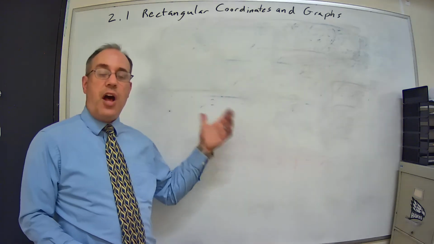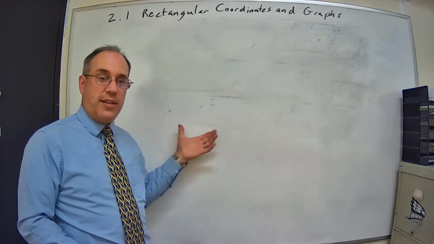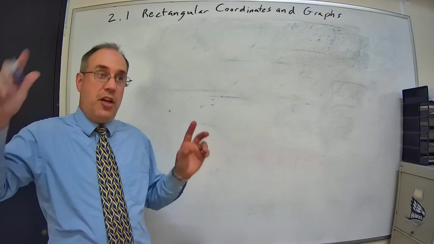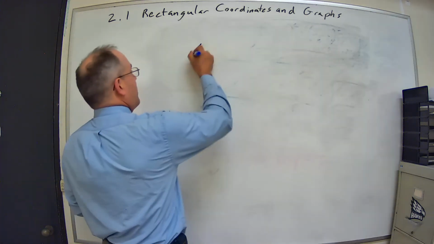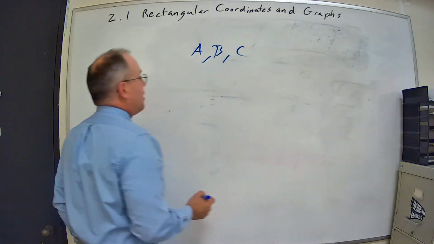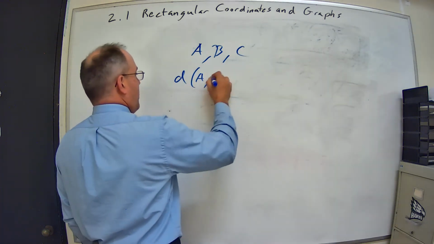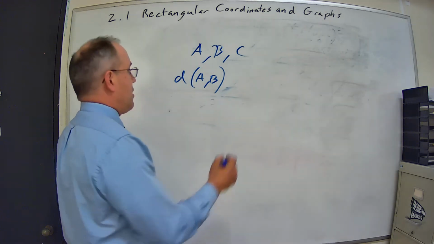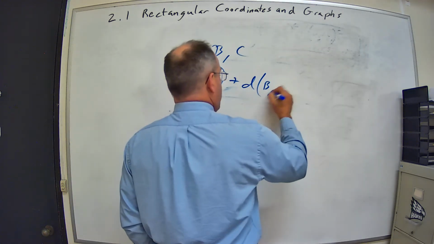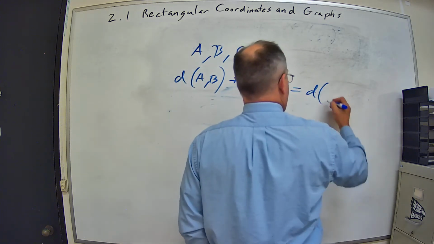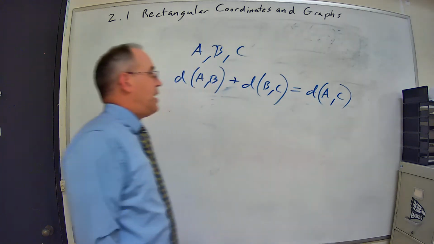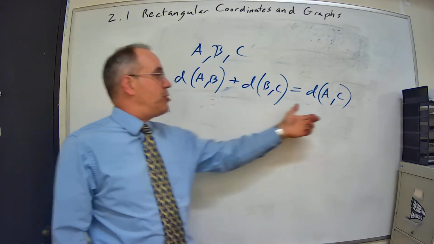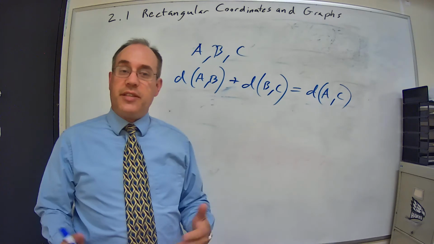If the sum of the distance between 2 points and another 2 points is the same as the distance between the other 2 points, so if you have points A, B, and C, and the distance between AB plus the distance between BC is equal to the distance between AC, so if the distance between these 2 points and the distance between these 2 points add up to that distance, then they must all be on the same line.